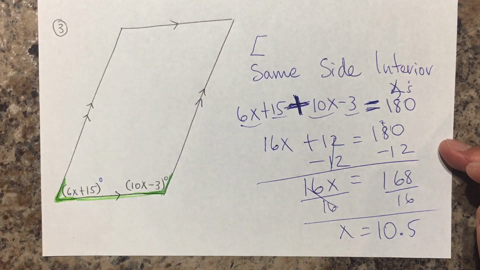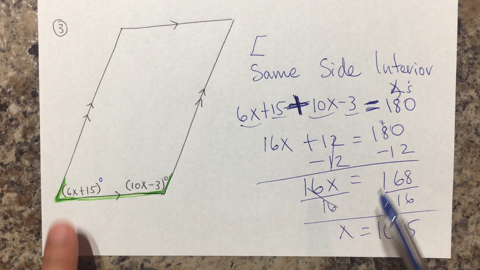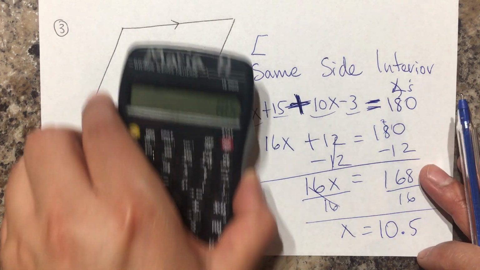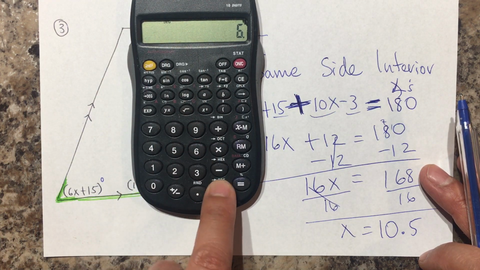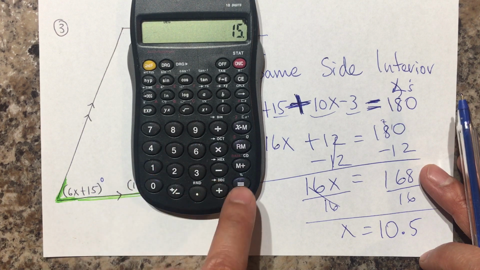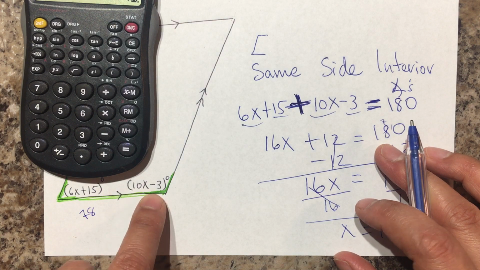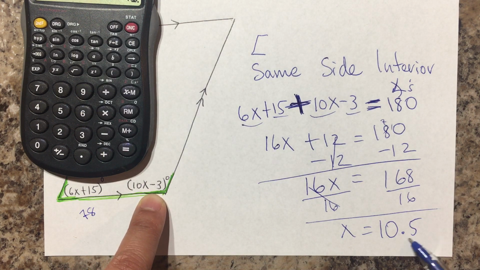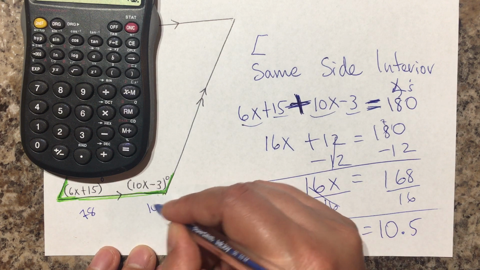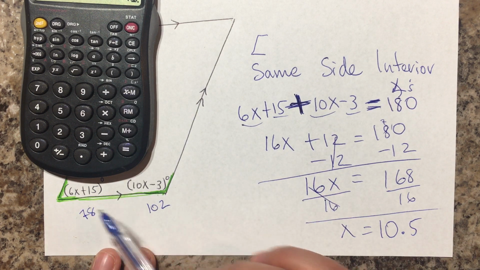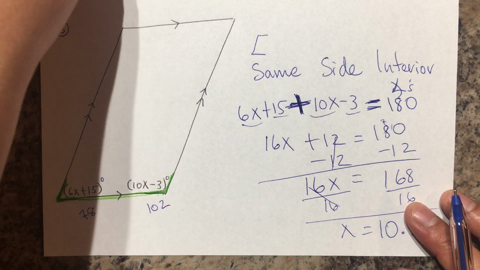Okay, so again, it just asks for you to find the value of x, but if you had to, you can just replace it. 6 times 10.5, and then plus 15, that's equal to 78. The other one is 10 times 10.5, or you just move the decimal, is 105, minus 3, 102. Now if you notice, 78 plus 102, that's 180. They are supplementary.